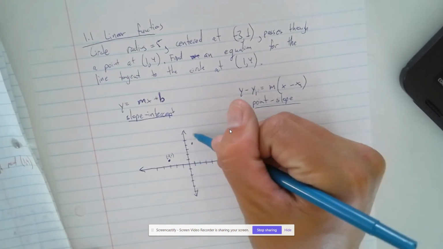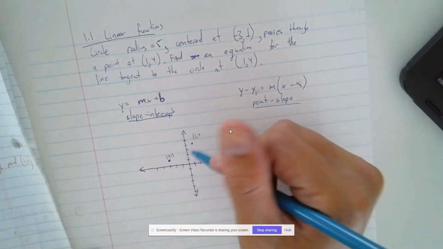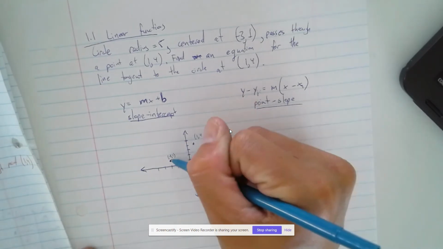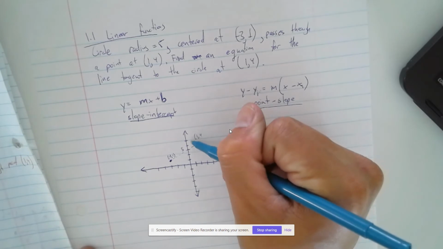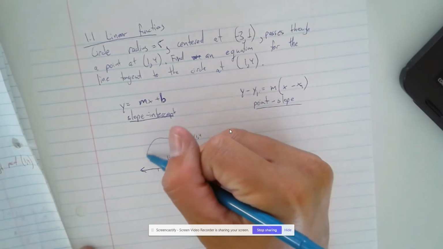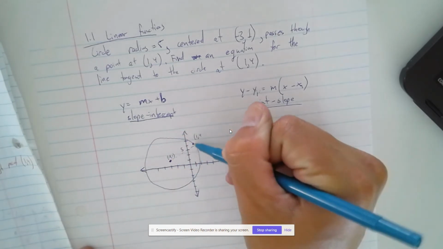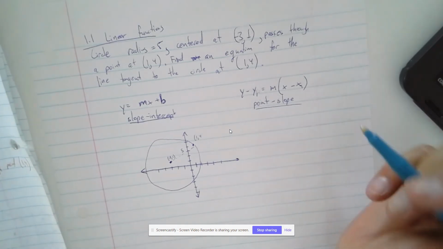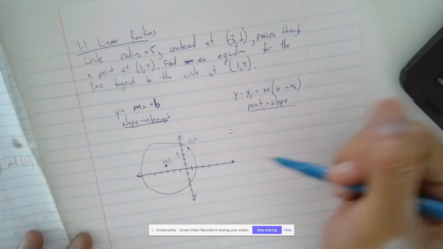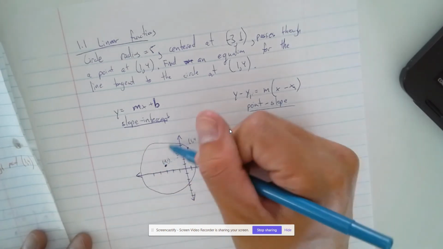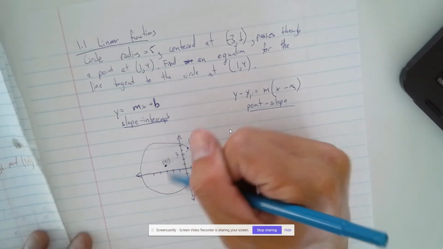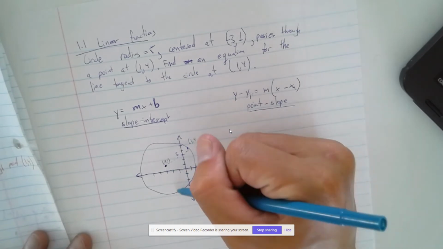So that's 1, 4. And then I know that that's a circle, so that's going to be a radius that is equal to 5. And then I'm going to try to draw a symmetrical circle. I failed miserably, but hopefully you get the idea that it's supposed to be a circle, okay? With a radius of 5, all the radii should be 5 from the center to any point on the circle, okay?